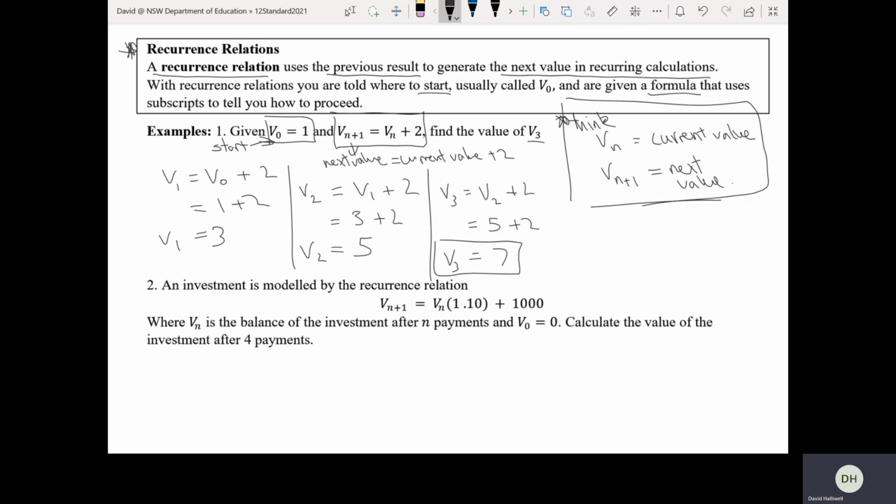So what have we done? All we've been doing is adding 2 to get the next value. We started off with 1, we added 2 to get 3, we added 2 to get 5, and we added 2 to get 7. A recurrence relation is just a formula to help tell you how to get to the next value. All right, let's do another example.